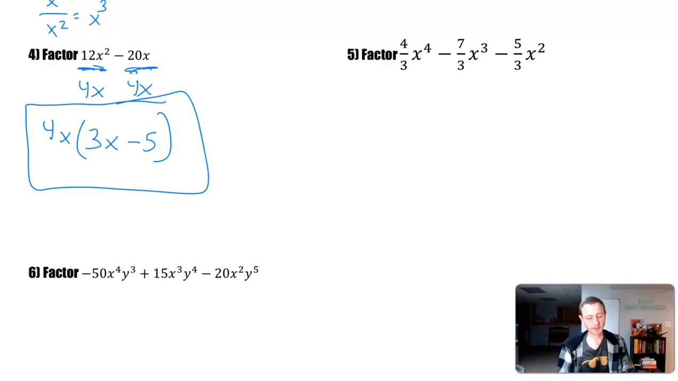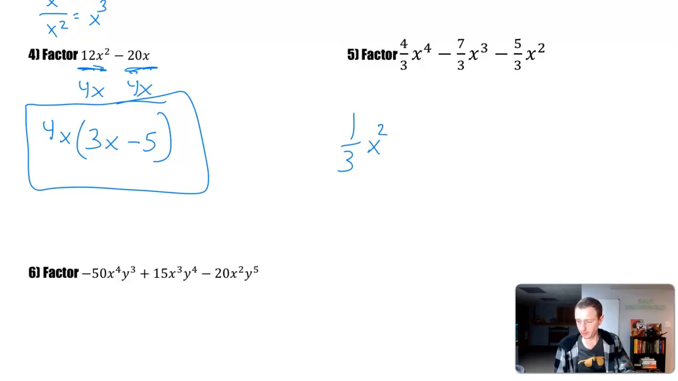Fractions, number 5. Factoring out a fraction there. Notice the fractions have denominators that are all 3. So 4 over 3, 7 over 3, 5 minus 5 over 3. So we can take out a third. And then I want to look at the variables, x to the second, x to the third, x to the fourth. So I could take out 1/3 x to the second.